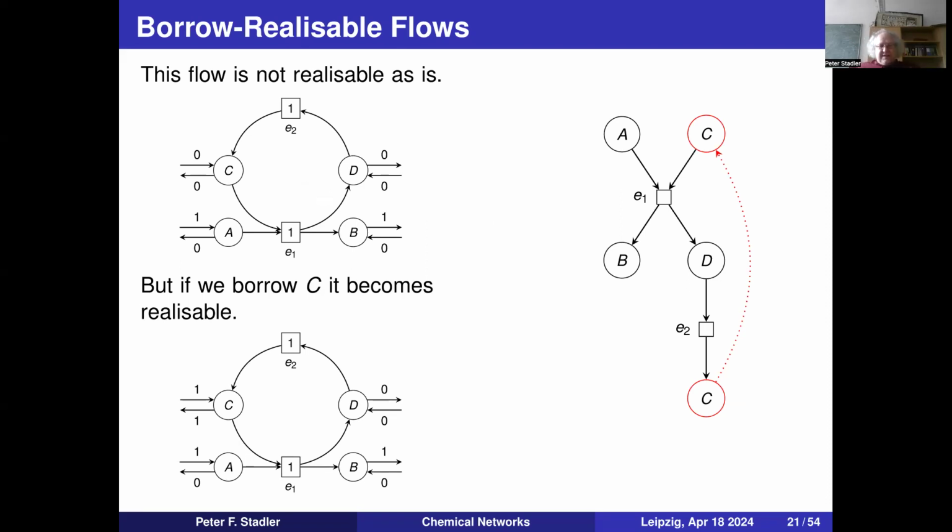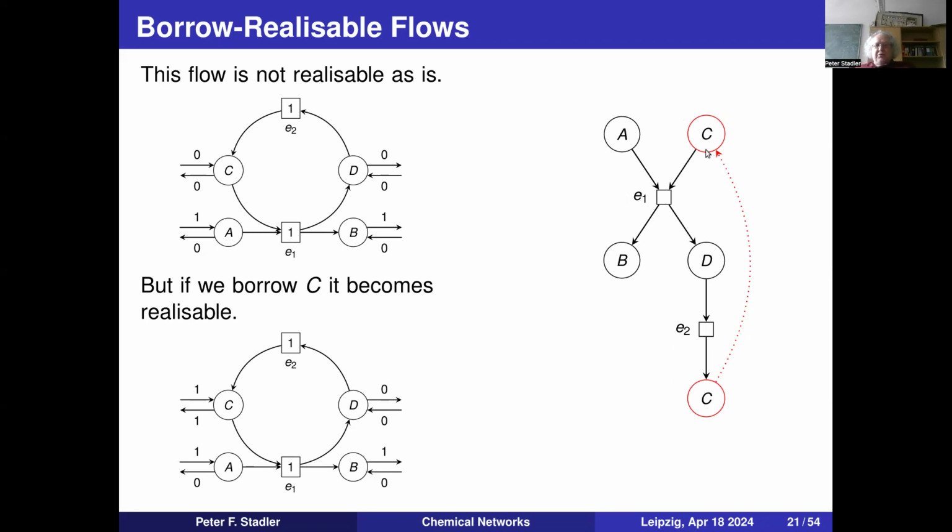Then this cannot be realized without borrowing this additional component, this additional compound that you need to start the reaction, which then the reaction will eventually reproduce several steps later, like in this network here, this just happens in the next reaction.